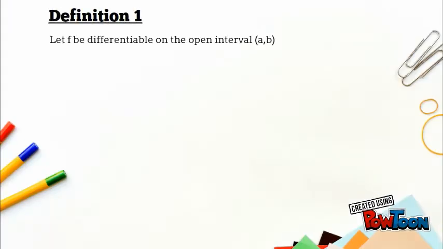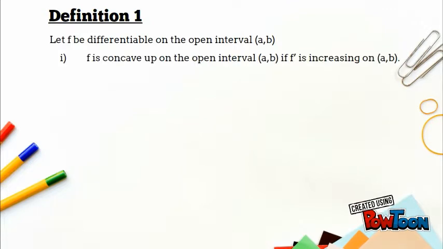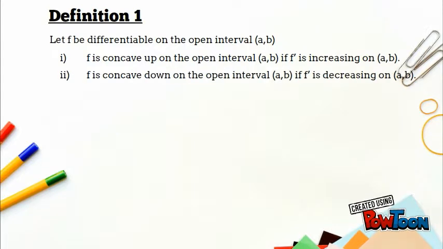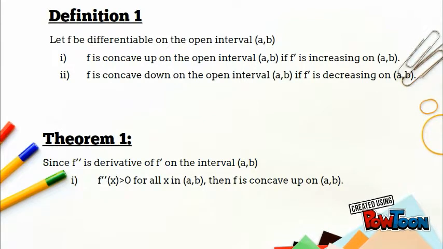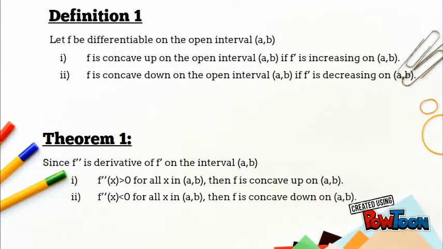Definition 1. Let f be differentiable on the interval (a, b). The function is concave up if f prime is increasing and concave down if f prime is decreasing. Theorem 1. The function is concave up if f double prime x is greater than 0 and concave down if f double prime x is less than 0.